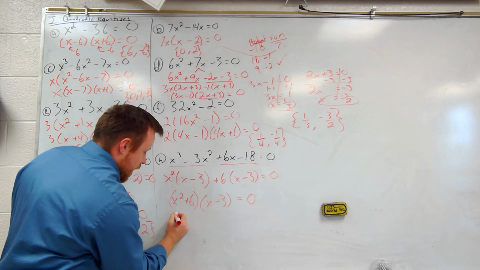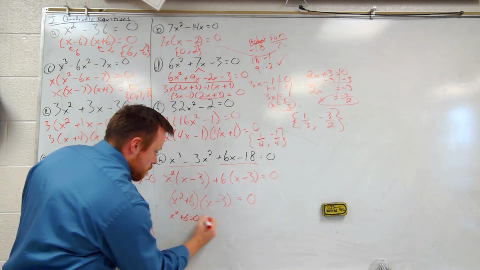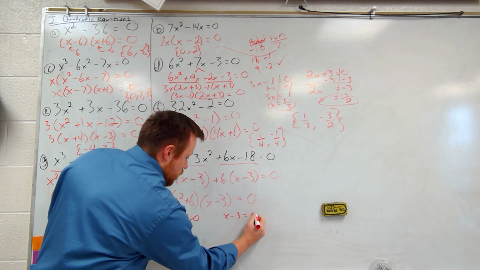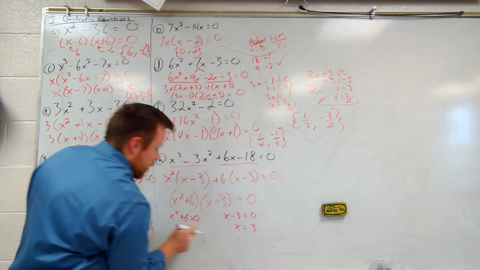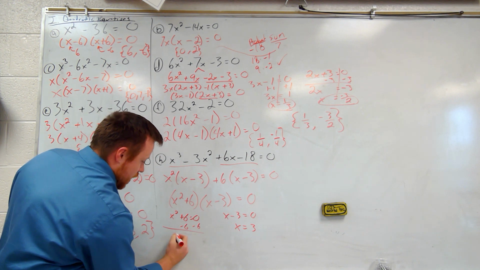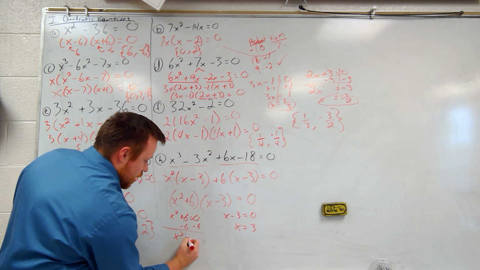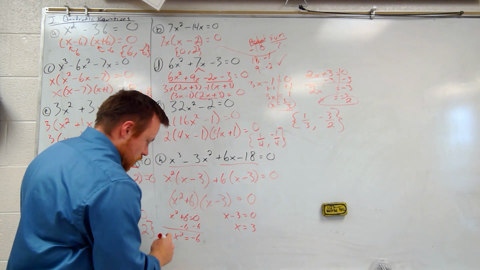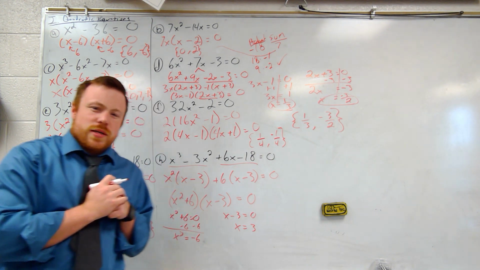My solutions end up being x squared plus 6 equals 0. And this one's x minus 3 equals 0. So this is obviously going to be x equals 3. But this one, when I subtract 6, I get x squared equals negative 6. So what would I plug in for x squared to get negative 6?